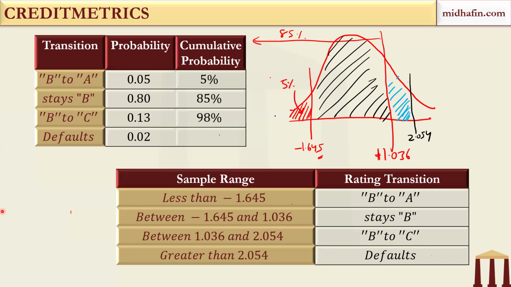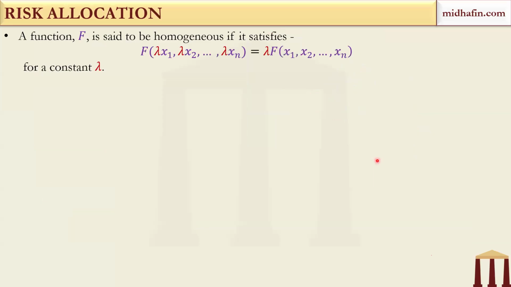Okay. Now let's go to the next part, which is risk allocation. Now there are some mathematical properties which have been used, and a mathematical function. Euler's theorem has been used. Okay, for you, I will say that let's focus on the application. What is expected out of you in the exam? That is what is important.